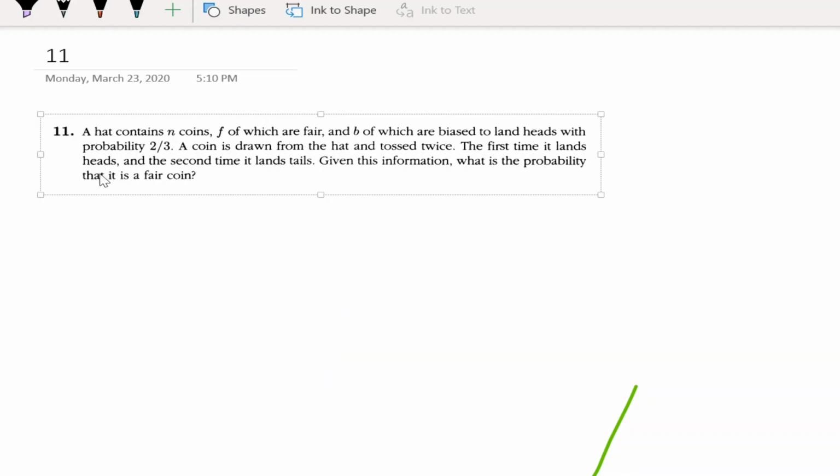Alright, so the problem is saying a hat contains n coins, f of which are fair and b of which are biased to land heads with probability 2/3. A coin is drawn from the hat and tossed twice. The first time it lands heads, and the second time it lands tails. Given this information, what is the probability that it is a fair coin?